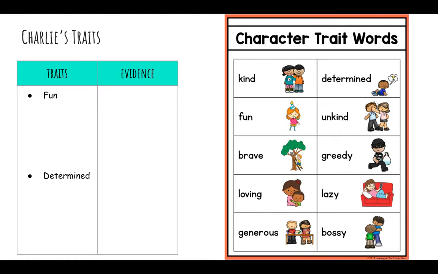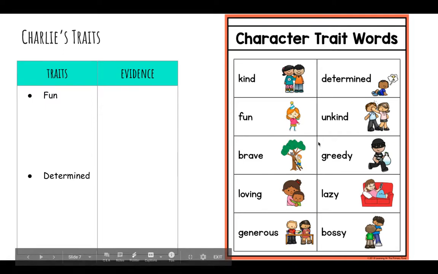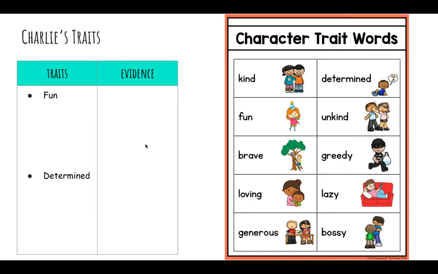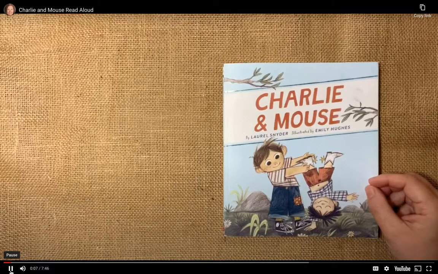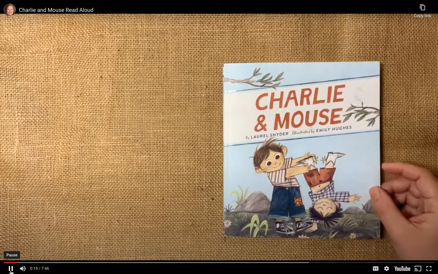And now we're going to read our story again to find evidence to support using these traits. We want to find some evidence that proves that Charlie is fun and determined. Please listen to our story and look for that evidence. The title of my story is Charlie and Mouse, written by Laurel Snyder, illustrated by Emily Hughes.